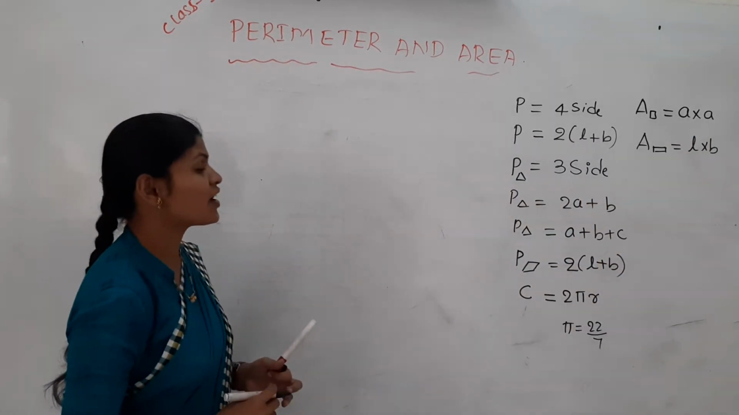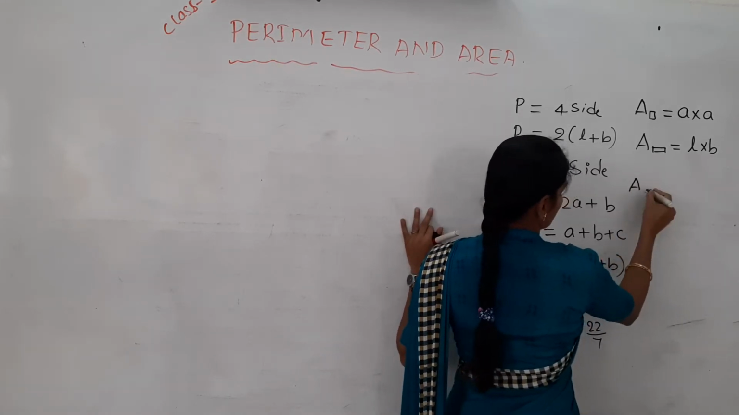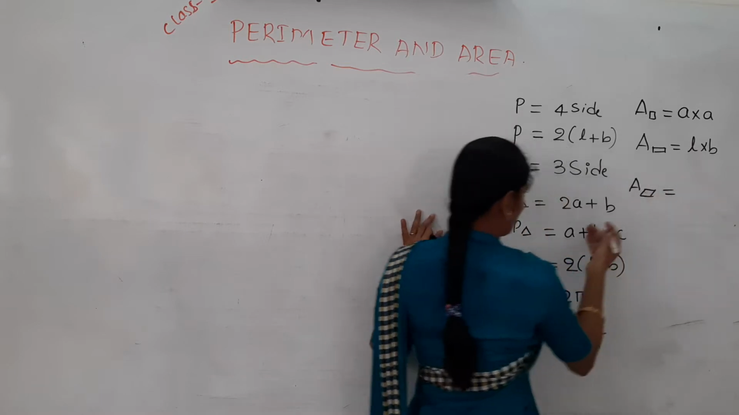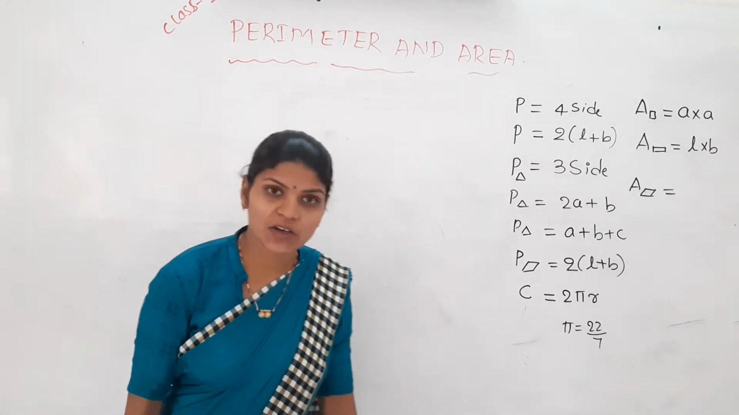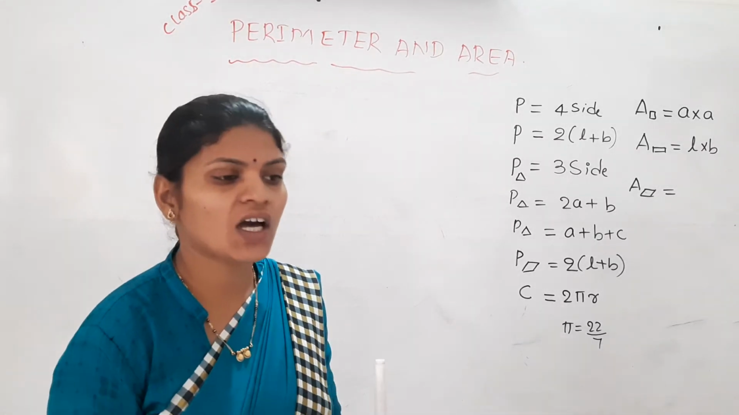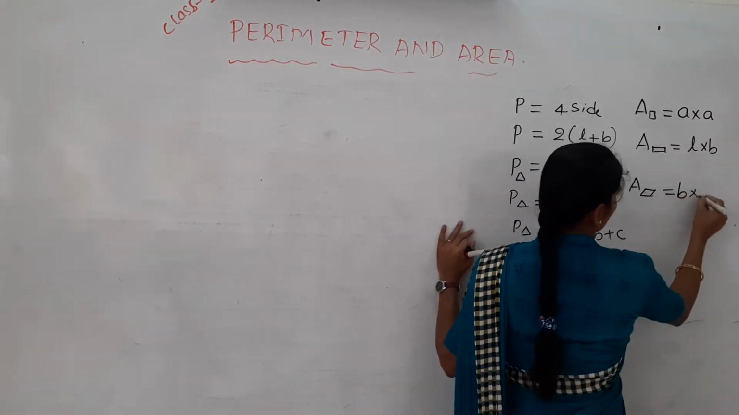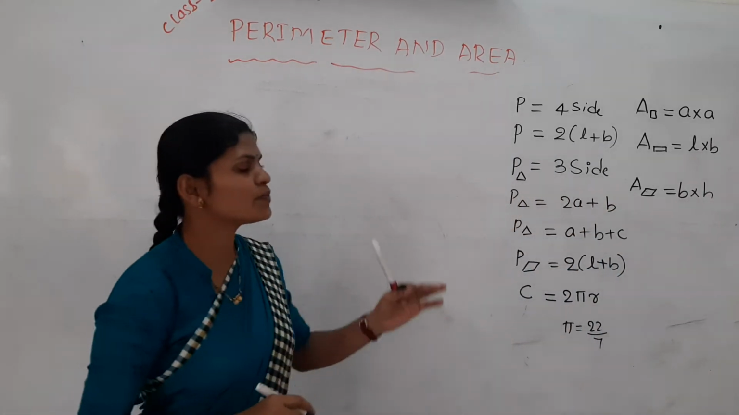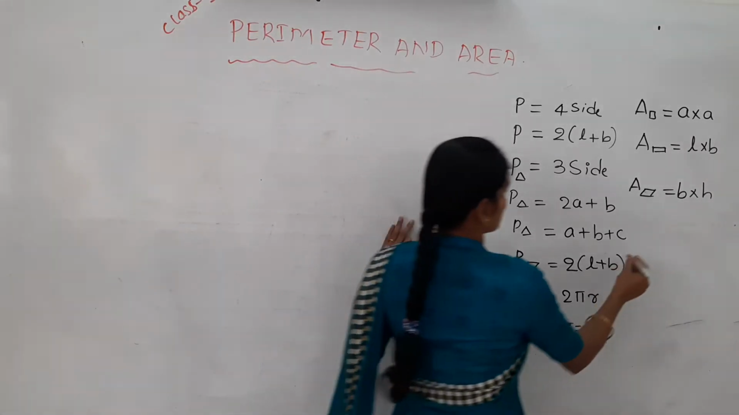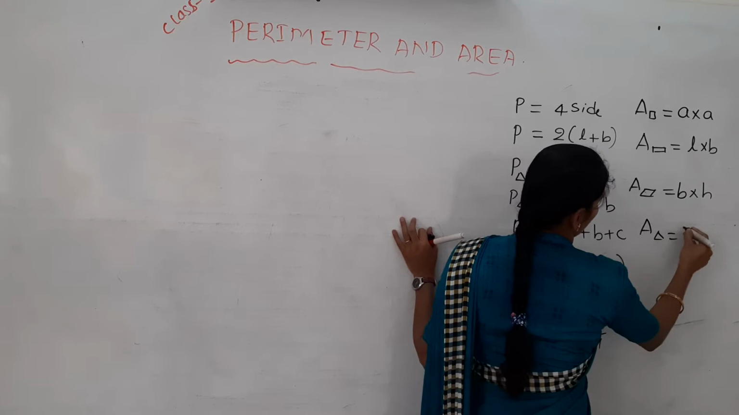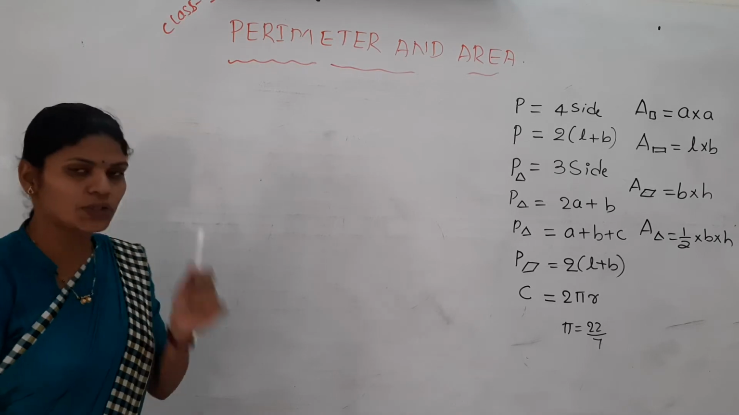Next comes the area of the parallelogram. What is the formula to find the area of the parallelogram? Same like a rectangle, but in place of breadth we consider the height of the parallelogram, and in place of length we take the base of the parallelogram. So the formula is base into height. Half of the area of the parallelogram is equal to the area of the triangle. So the area of the triangle formula is half base into height.